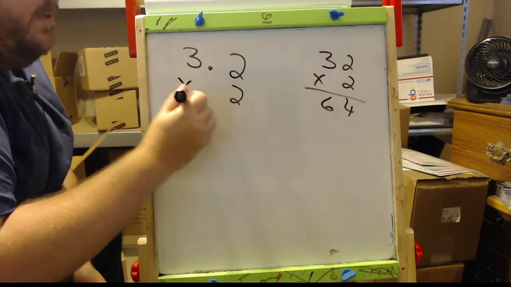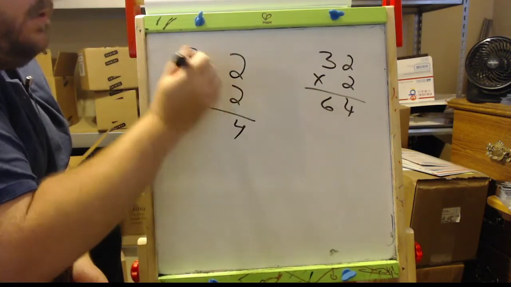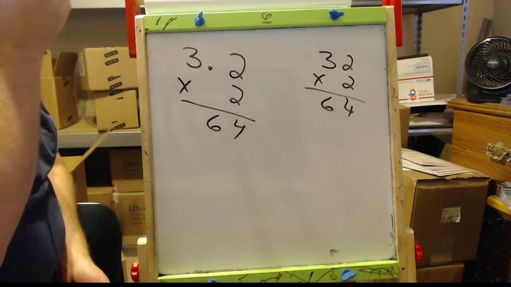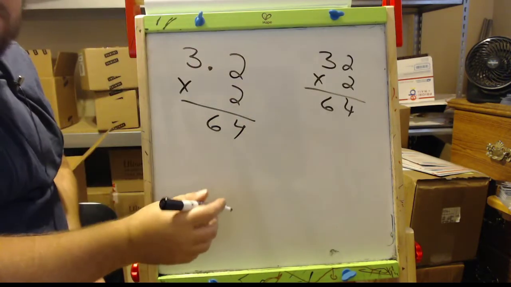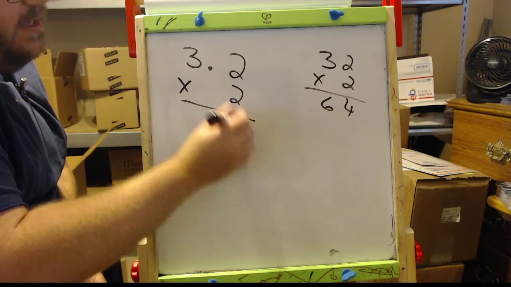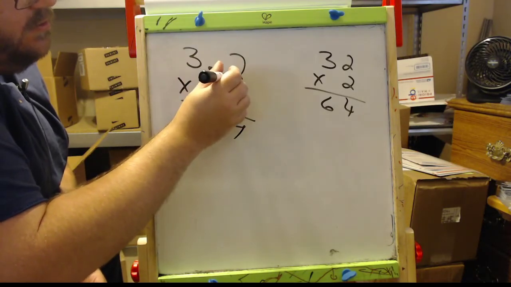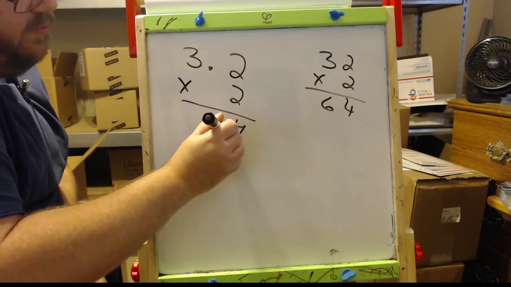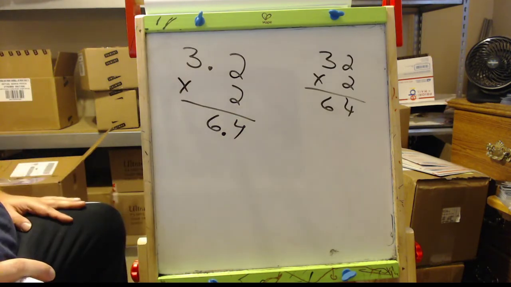How about with the decimal? All right. 2 times 2 is 4, 3 times 2 is 6. Still 64, but now I have this decimal to worry about. So what I do is, however many decimal places there are, so there's one decimal place, I've got to bring over the decimal one place just like so.